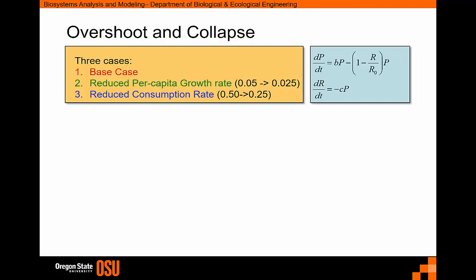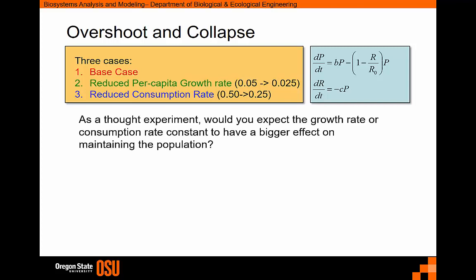We will run the model for 100 time units. But before we look at results, here's a thought experiment. Which of the two parameters, per capita growth rate or per capita consumption rate, do you think has a bigger influence on maximizing the lifespan of the population? Our model scenarios should allow us to shed some light on this question.